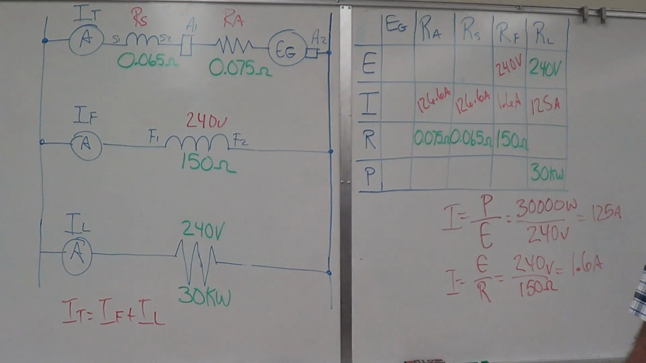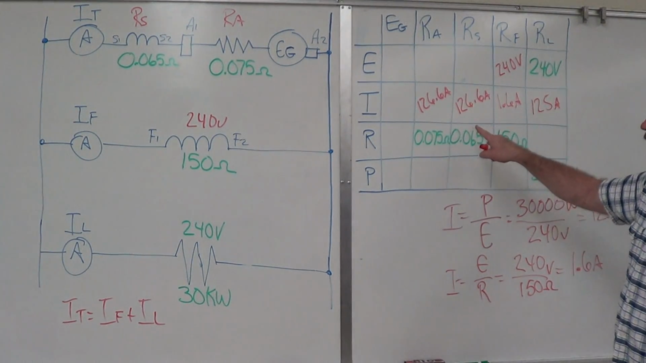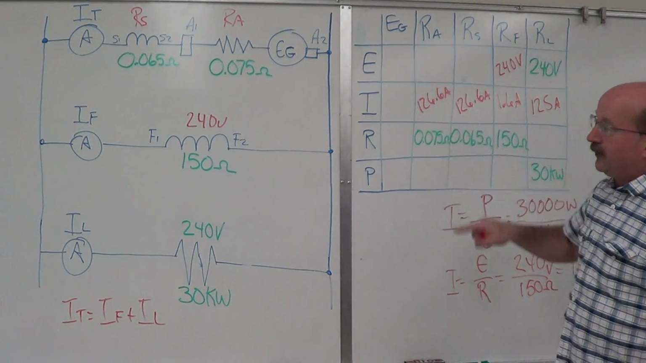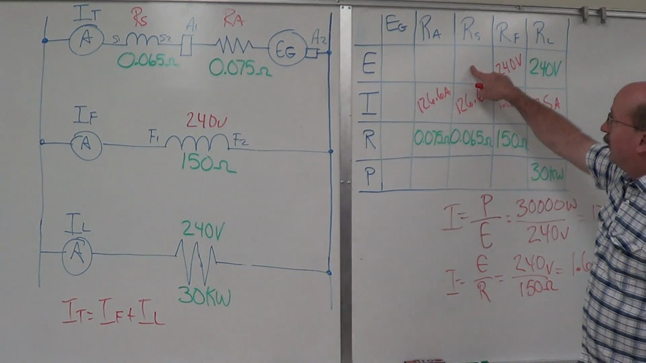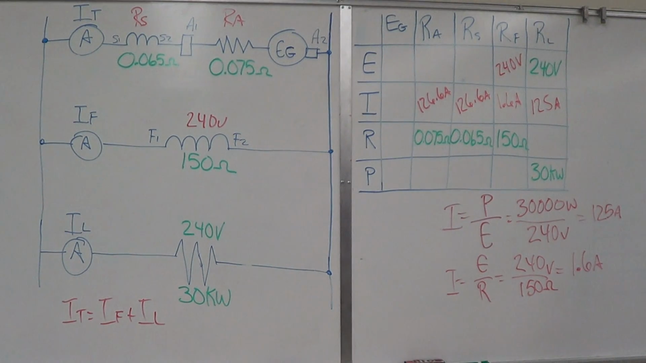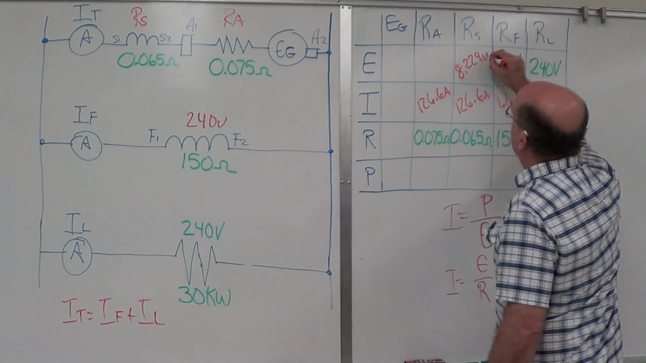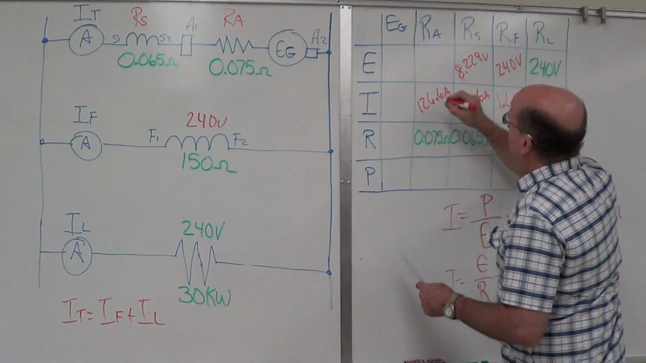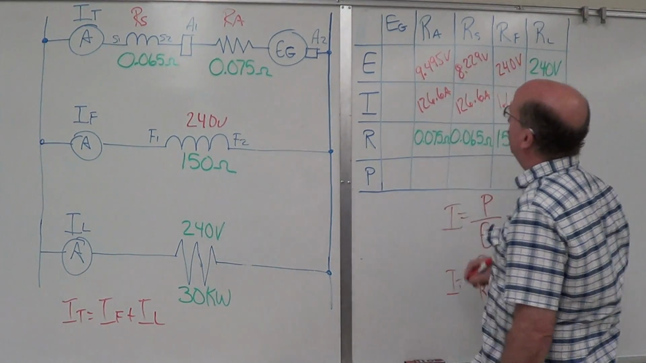Now, what do I have here? I've got two items for this series resistance, and I've got two items for the armature internal resistance. Go through and do our math. E is equal to I times R for this one, and E is equal to I times R for that one. We come up with 8.229 volts and 9.495 volts there.